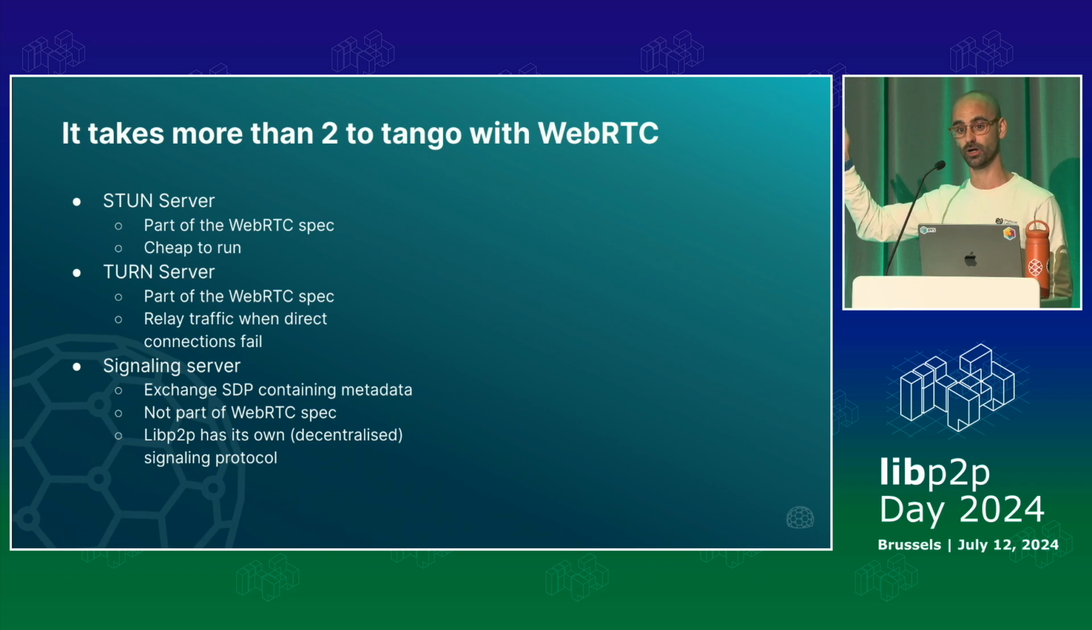Now the STUN server, as I mentioned, it's part of the WebRTC spec. It's pretty cheap to run, but because it's so cheap to run, there's quite a lot that are publicly available that you can use. In fact, we have a bunch of them already pre-configured in JS libp2p. And then TURN servers are where things get a bit more messy.